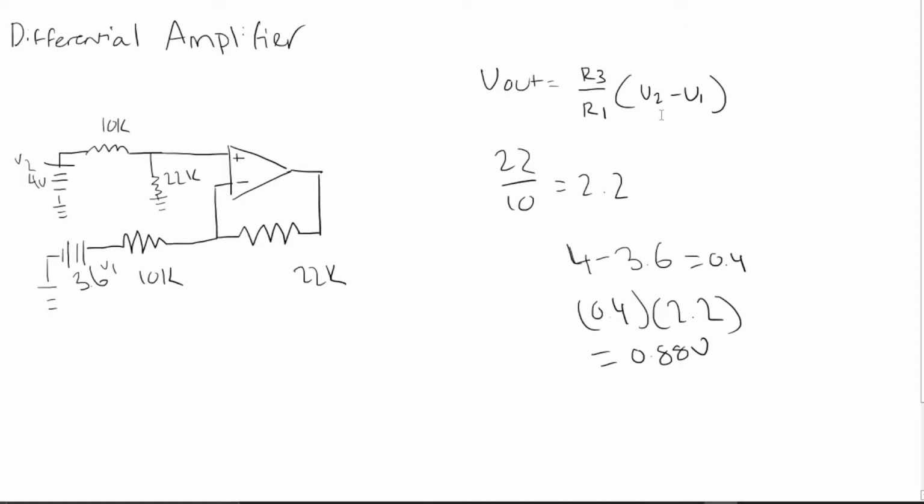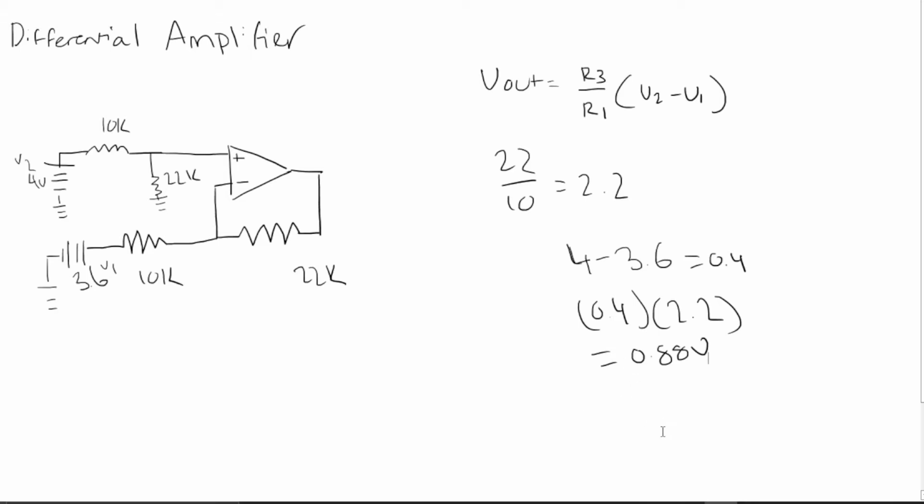So as you notice here, we have feedback. This formula is for when R1 equals R2 and R3 equals R4. So as you can see, 10K, 10K, 22K, 22K, R1, R2, R3, R4. I have not labeled them. We'll solve this. 22 over 10, we get 2.2. Now we do our subtraction. 4 V2 minus 3.6 V1, we get 0.4. Multiply these two together, we get 0.88 volts.